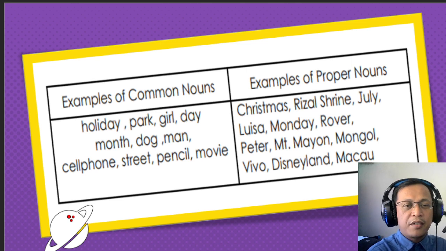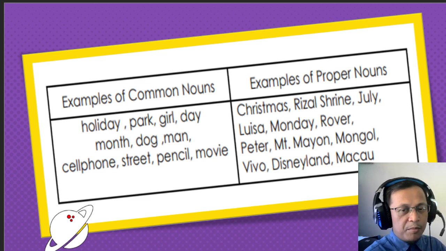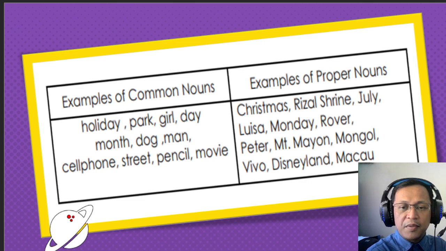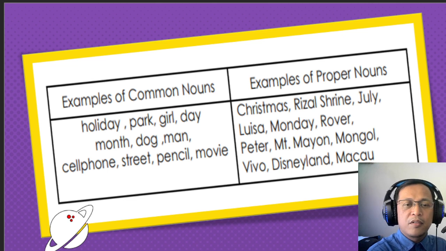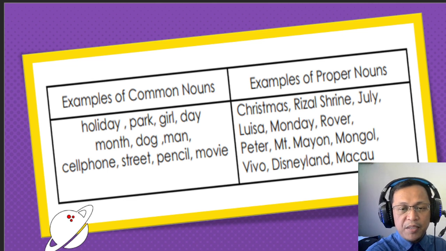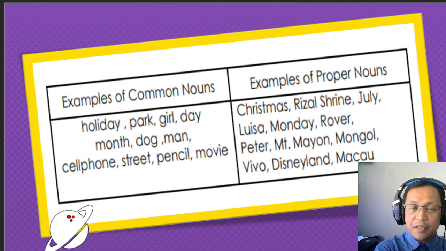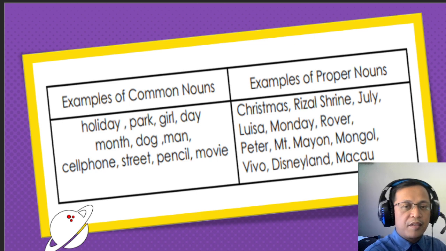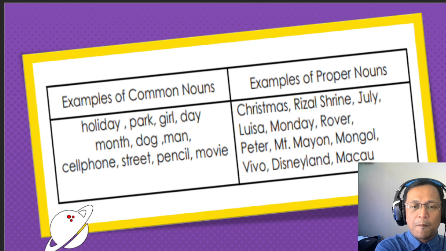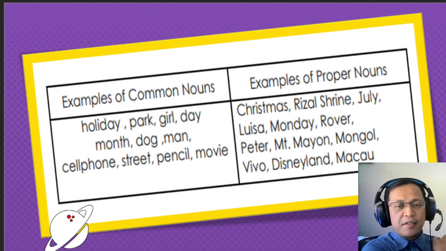Same thing with cell phone. We could have a lot of cell phones in the store right now. We have Oppo, Realme, Samsung, Infinix, and more. But when we talk about the specific brand Vivo, we are sure of what we are talking about. It is only exclusive for Vivo. And of course, for street or places, we have Mount Mayon as an example. We have Disneyland and Macau. These are specific places. Therefore, they are classified as proper nouns.